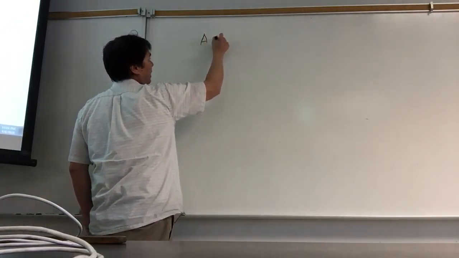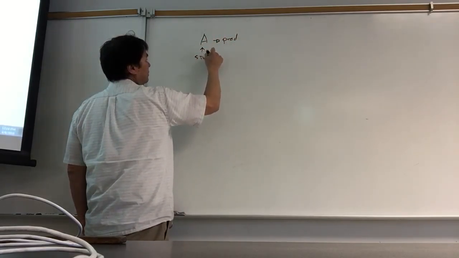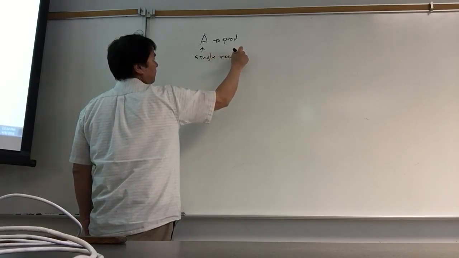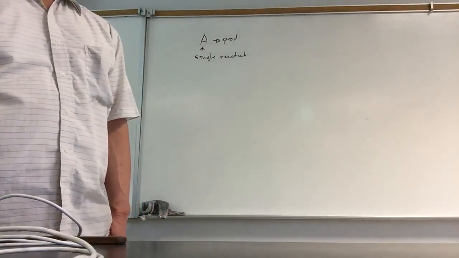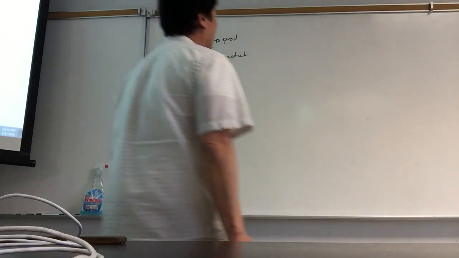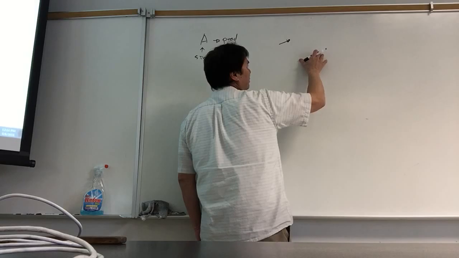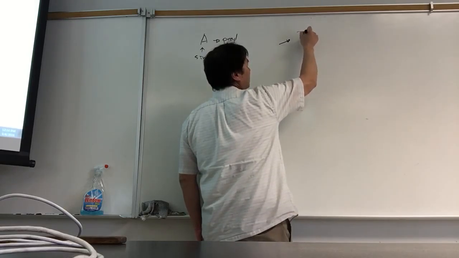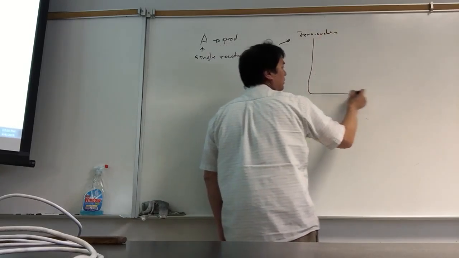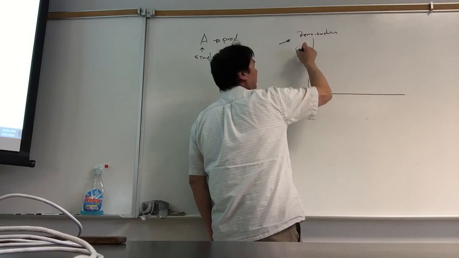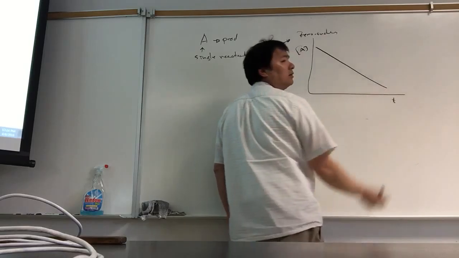Going back to kinetics, we have A goes to product. This is just a single reactant. Then there are only three possibilities that we're going to look at for the kinetics. It could be zero order. If it's zero order, we can see it from the shape of the curve: a plot of concentration of A versus time is linear, right?